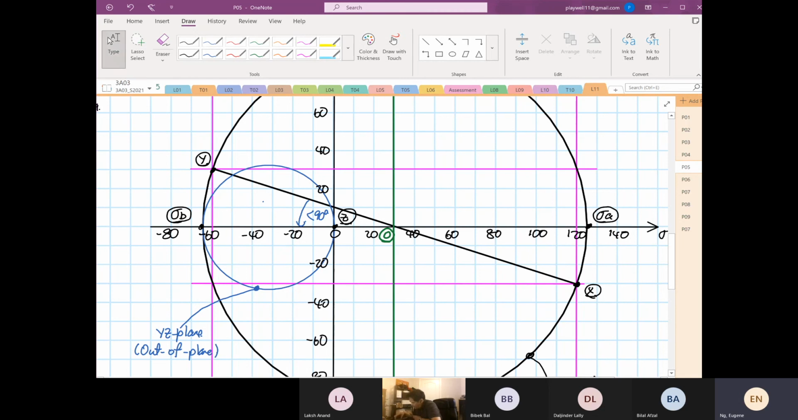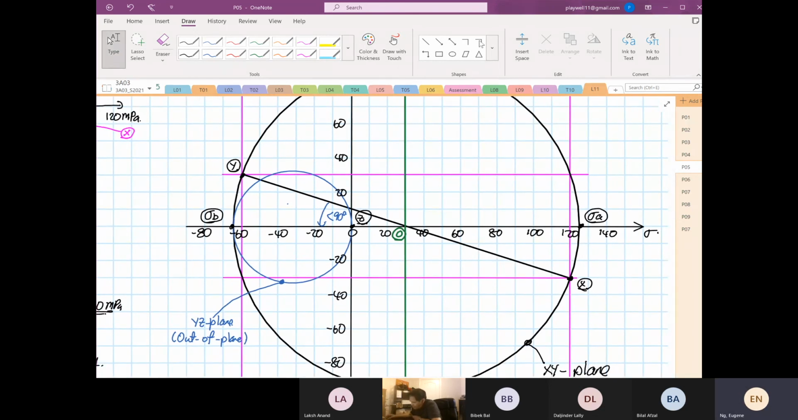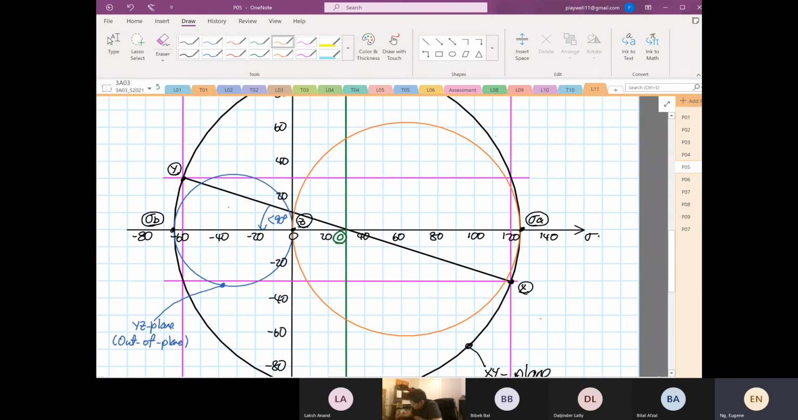And finally, the last circle, maybe it's this circle over here. This belongs to your YZ plane. Oh, sorry, XZ plane, which is your out of plane.